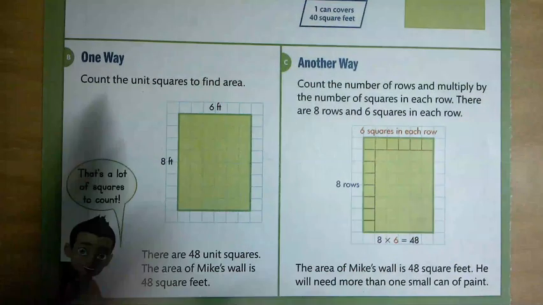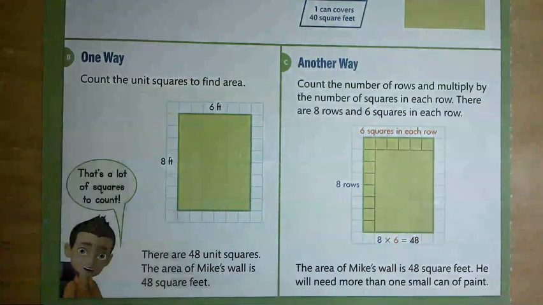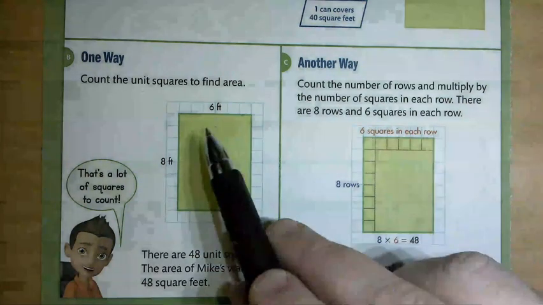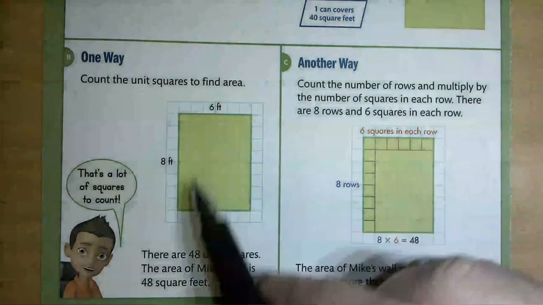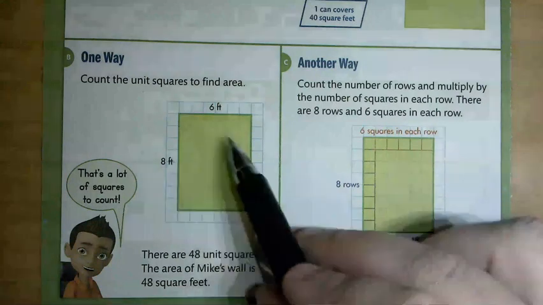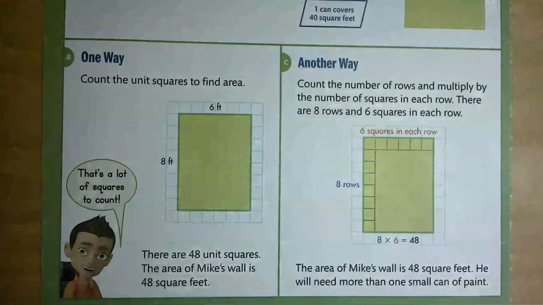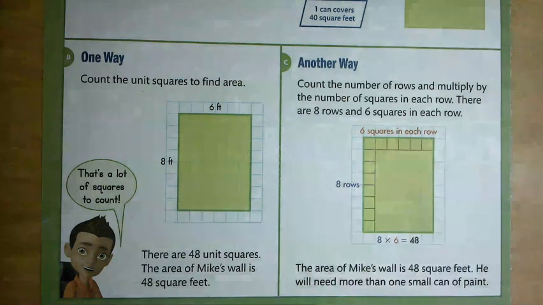So in box B, it says count the unit squares to find the area. And this is a lot. I don't know if you see that, but we've got 6 going across the top and 8 coming down. And so for us to count this, it's going to take us quite a while, right? There's got to be a better way. And there is, in fact, a better way. And that's going to be that we can actually do multiplication.